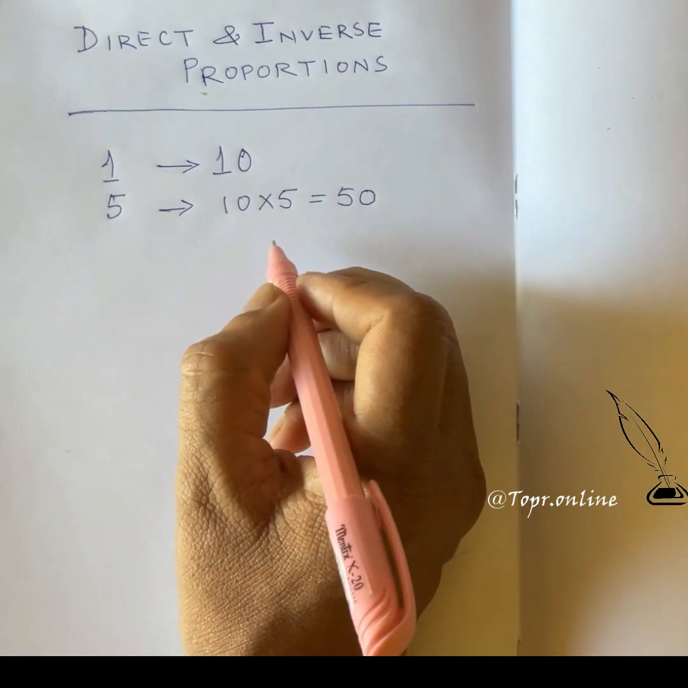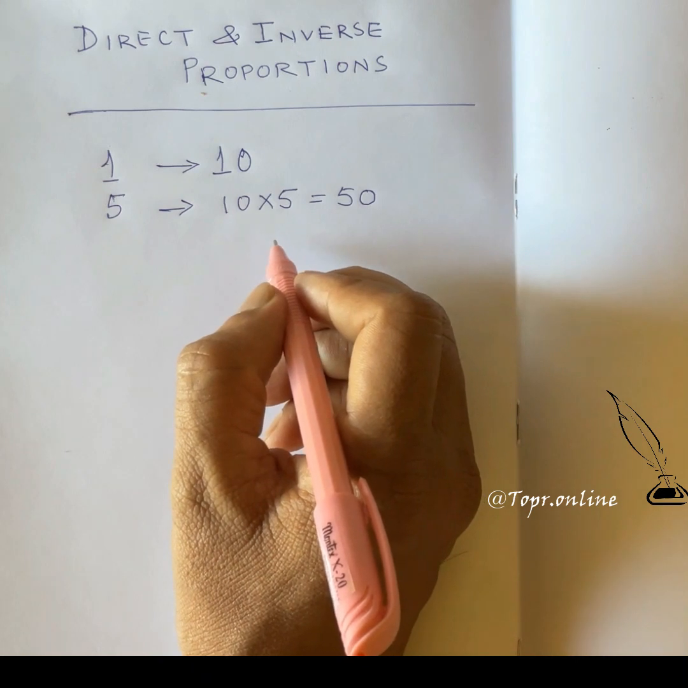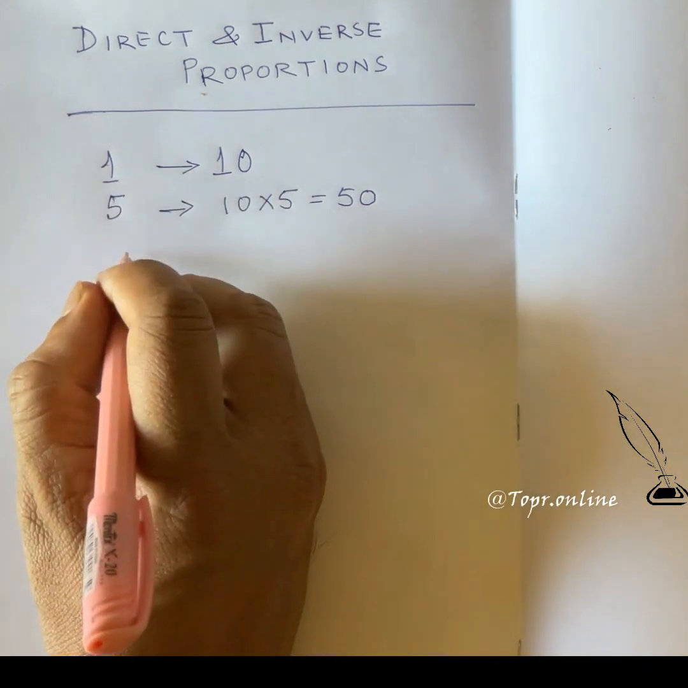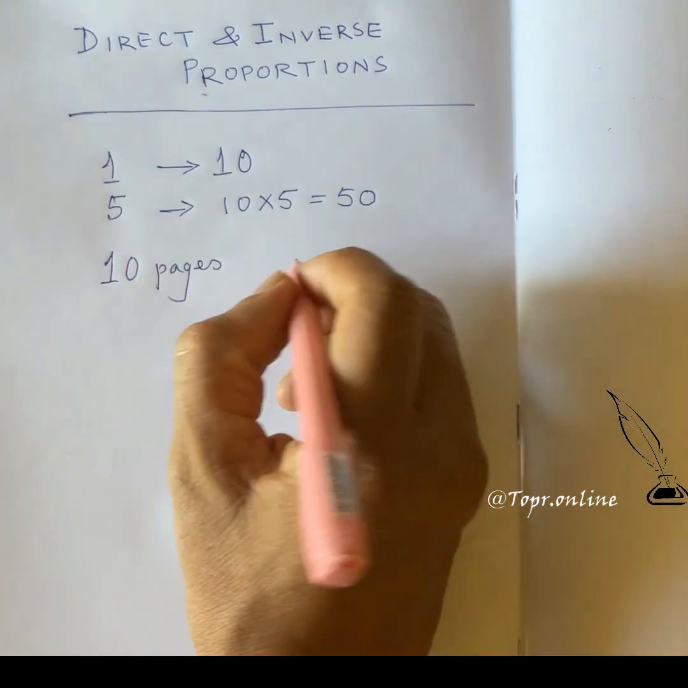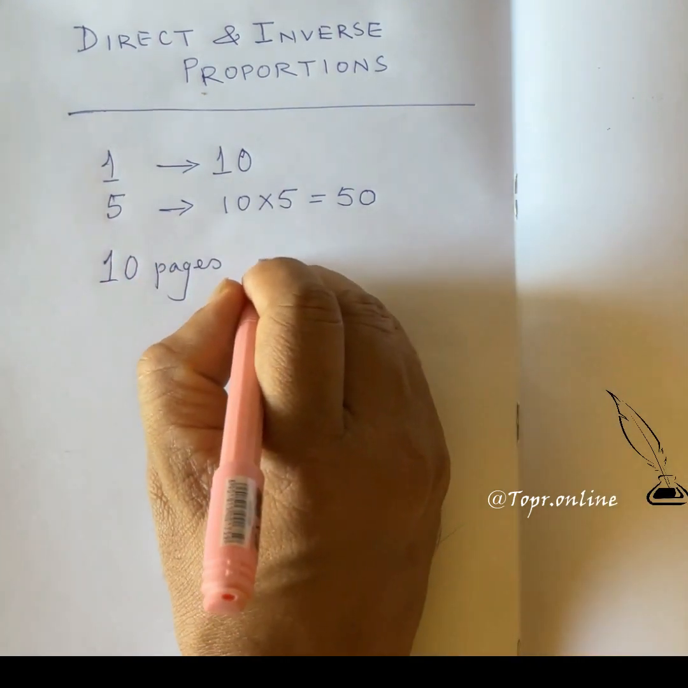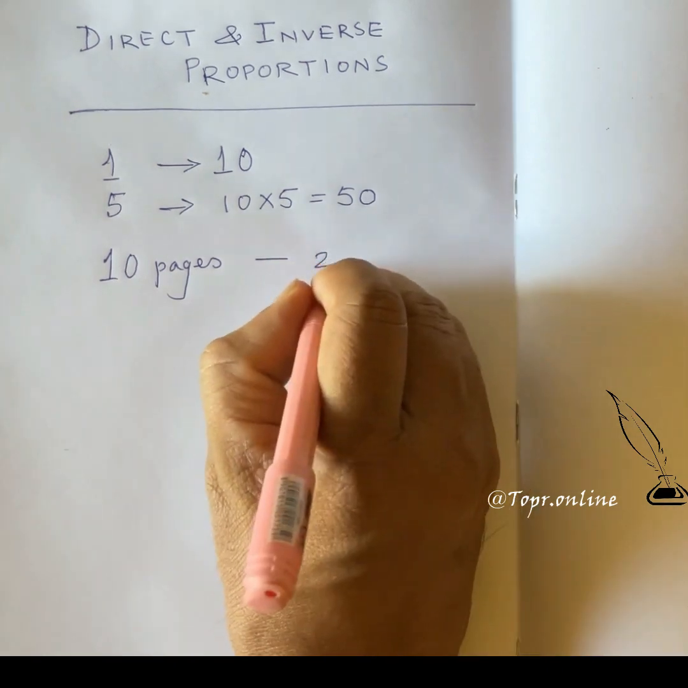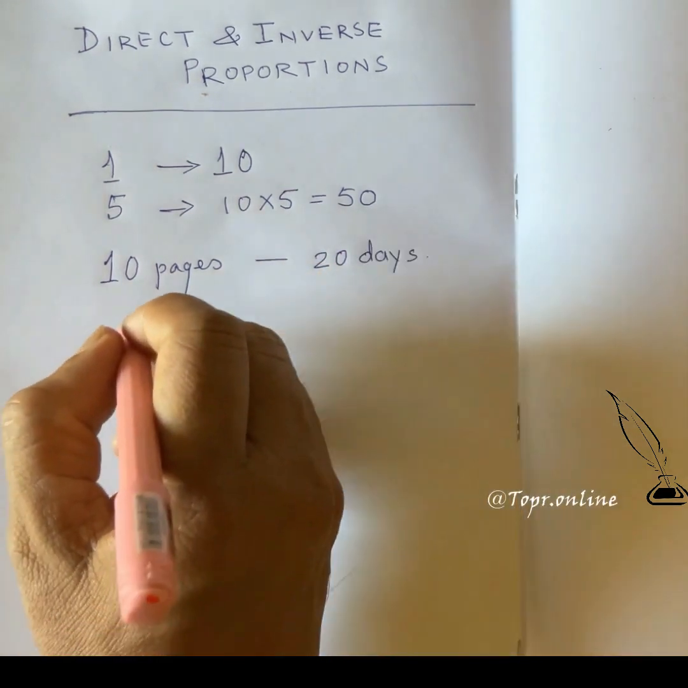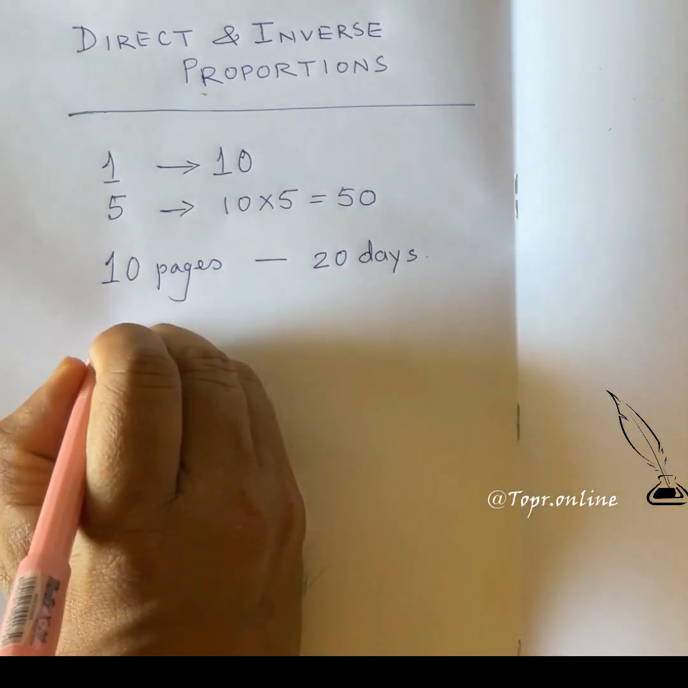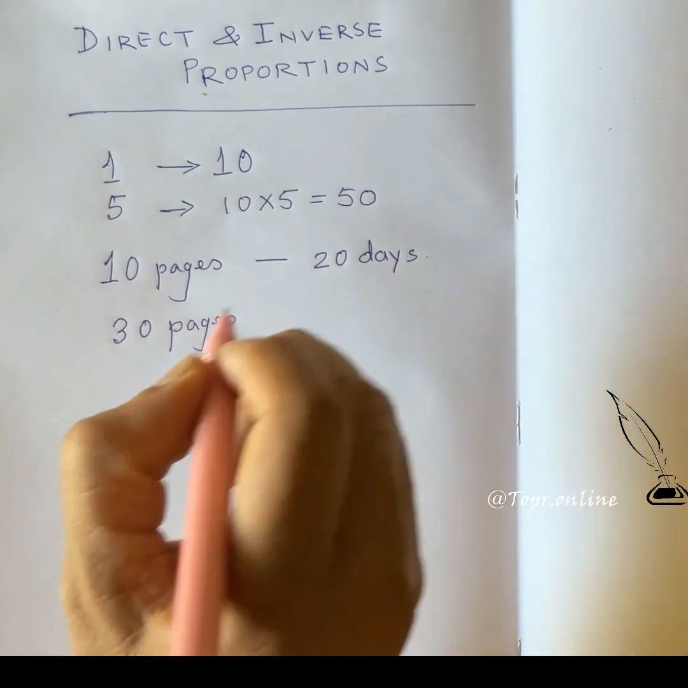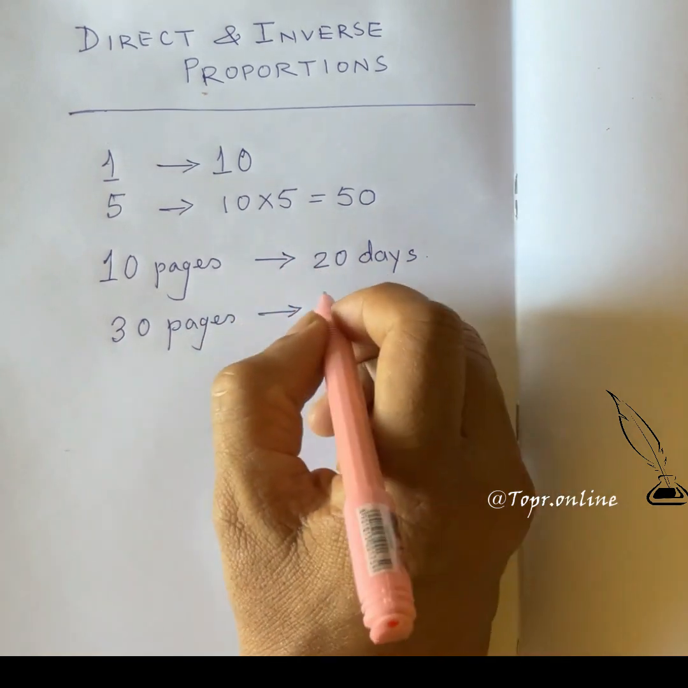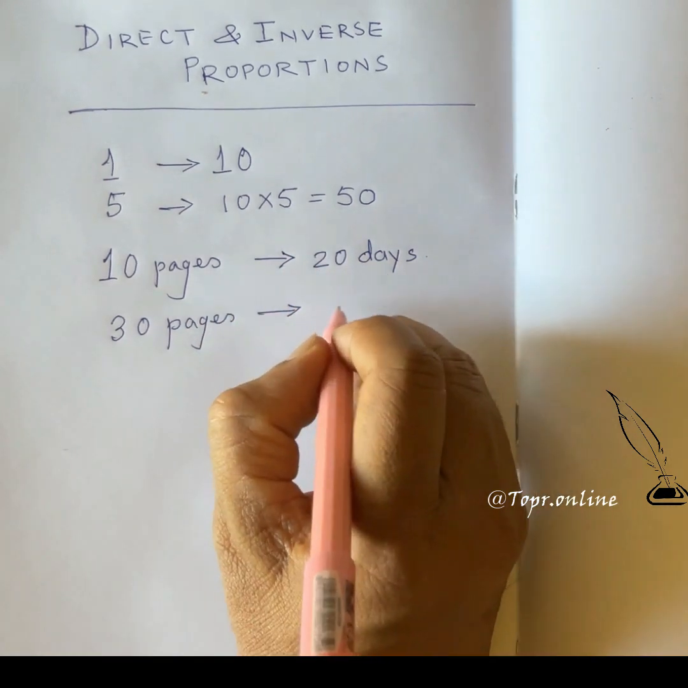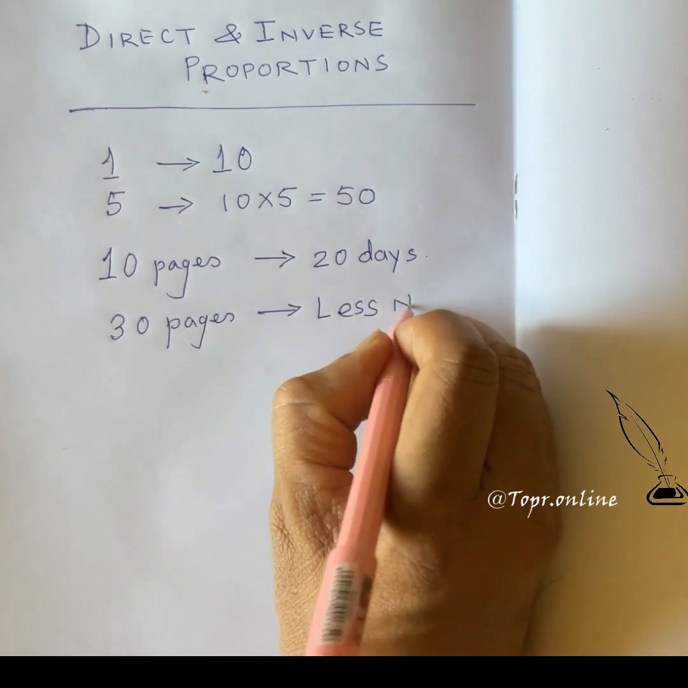At the same time, let us take one more example. See this pen: if we write 10 pages per day, this pen runs for, say, 20 days. Now if I write 30 pages per day, how many days will it run? Obviously it will run for a smaller number of days.